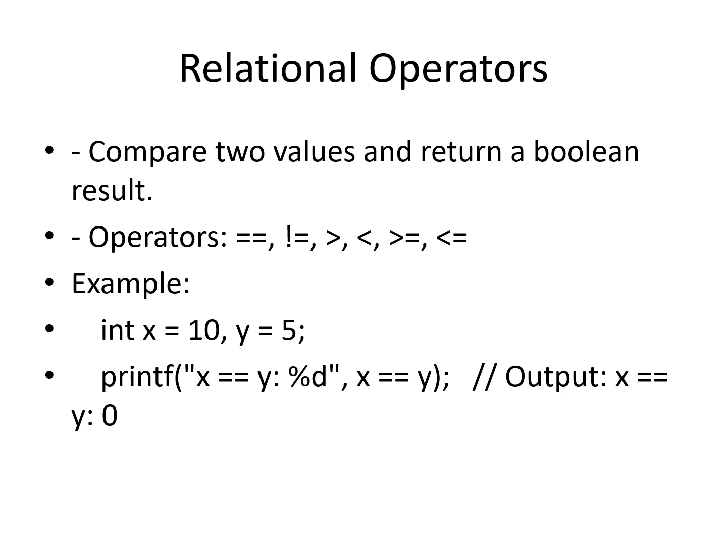So the next operators are relational operators. To compare two values and return a boolean result, we use relational operators. The relational operators are double equal to for comparing two values, not equal to, greater than, less than, greater than or equal to, and less than or equal to.